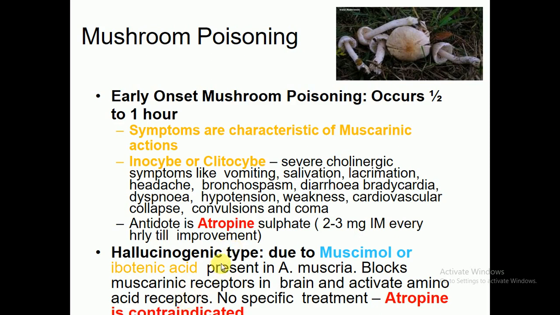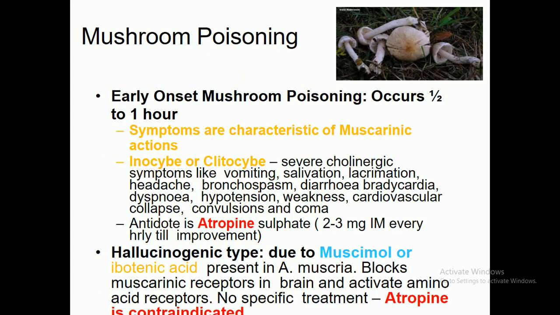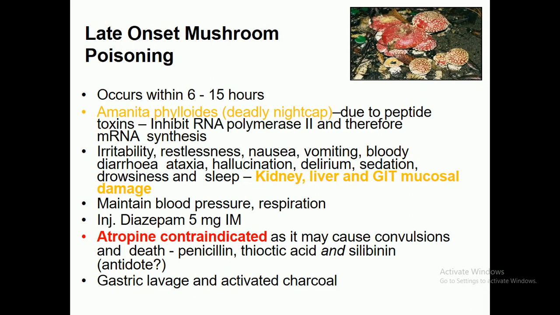Hallucinogenic type is due to muscimol or ibotenic acid present especially in Amanita muscaria. So they are present in the muscaria. It can block the muscarinic receptor in the brain and activate the amino acid receptor. There is no specific treatment, and atropine is contraindicated.